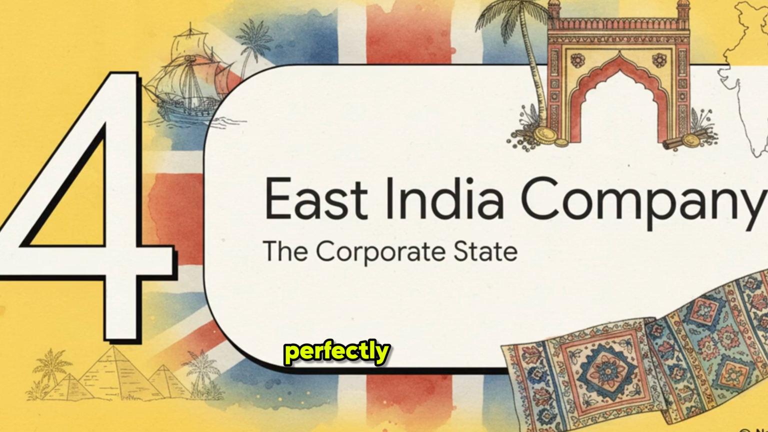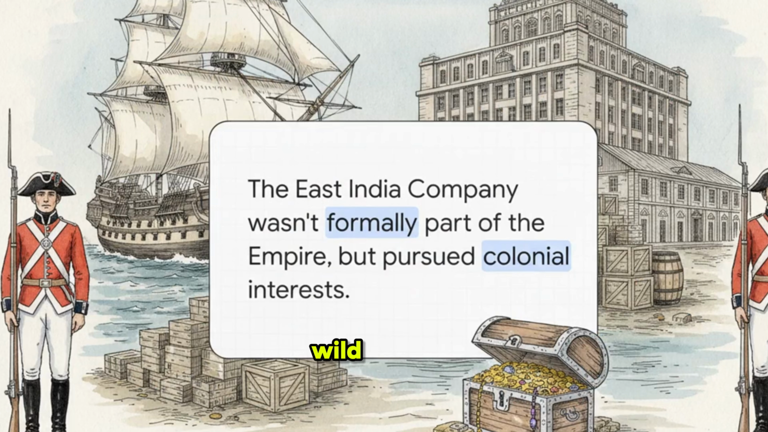Which brings us perfectly to Section 4, the East India Company anomaly, the corporate state. Now this is wild. While the Crown is busy licking its wounds from the American Revolution and tweaking its state apparatus, an entirely different type of administration is busy conquering the Indian subcontinent. Founded way back in 1600, the British East India Company grew into this monstrous corporate anomaly. Technically, it wasn't even part of the formal empire, yet it operated as a state unto itself.